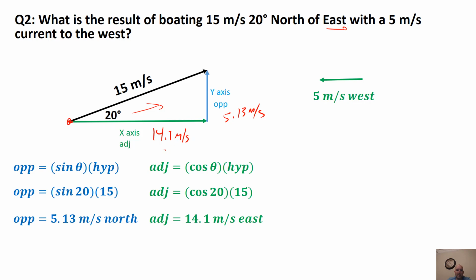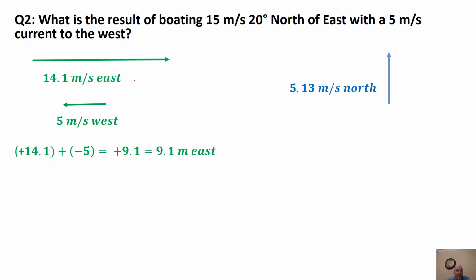So we know we're going to have to take this and this, and we're going to have to make one positive, one negative, add them together, and we're going to get an overall x component, and then there's only one y component that we'll add to it. So when you add those, make the 14.1 east positive, we'll go with east being positive, we'll go with west being negative, and you get positive 9.1, and we take that positive and we turn it back into a direction sign, and we get 9.1 meters east.